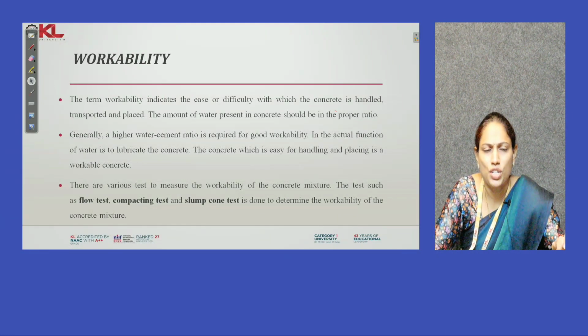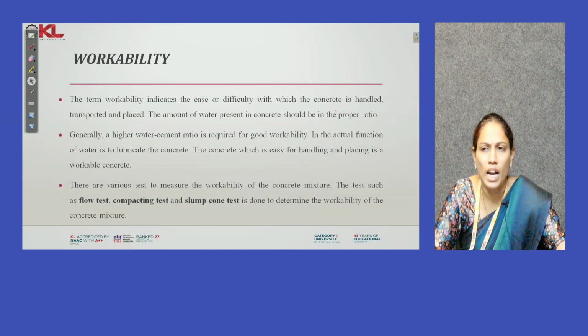The actual function of water is to lubricate the concrete. The concrete which is easy for handling and placing is workable concrete. Just handling it and placing it in an appropriate place or appropriate mold, we call it workability. So there are various tests to measure the workability of concrete mixture. The flow test, compacting test and slump cone test are done to determine the workability of concrete mixture.